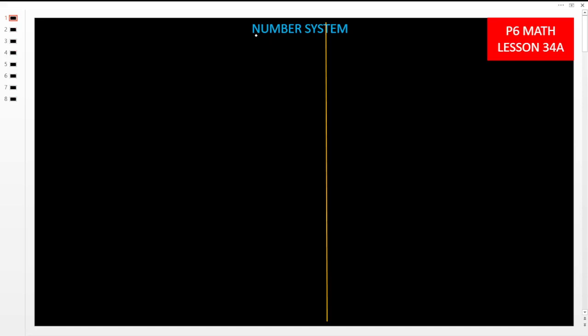In this lesson, we are now going to visit what we call number system. Now, under number system, what is a number? We have two words there: the numeral and a number.